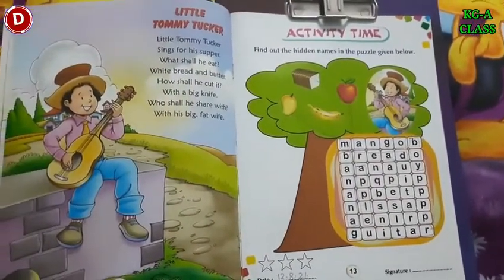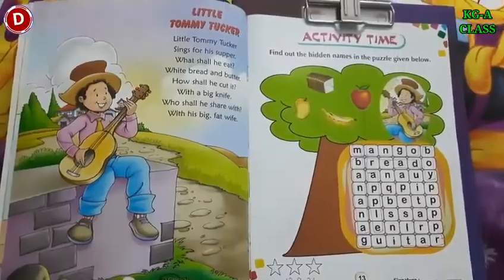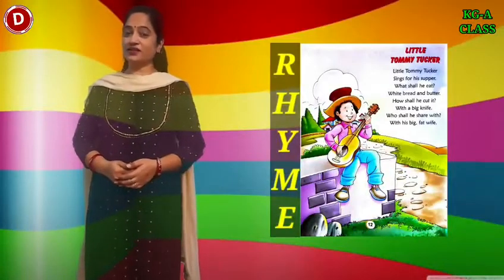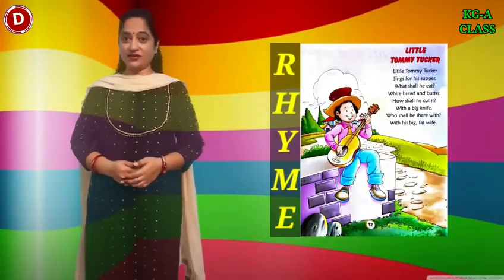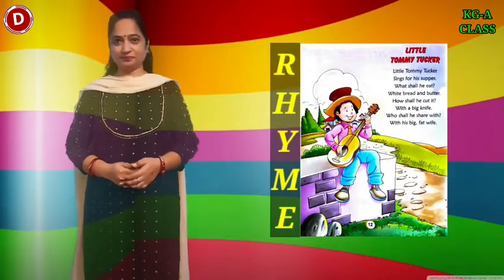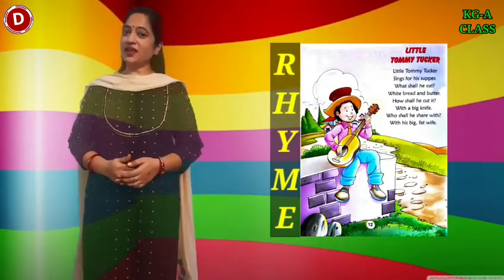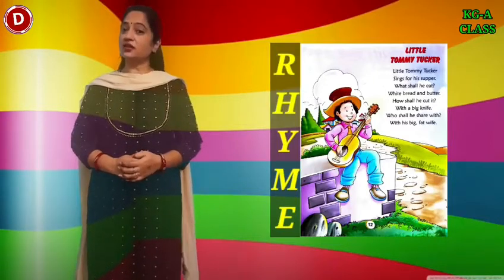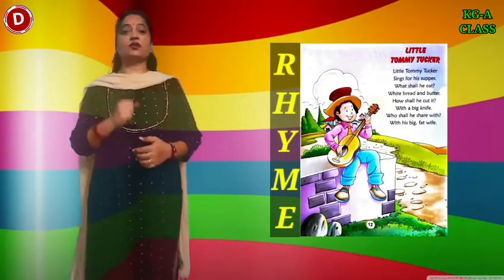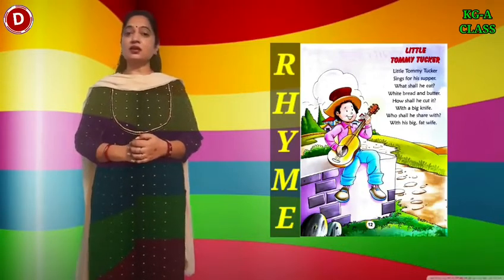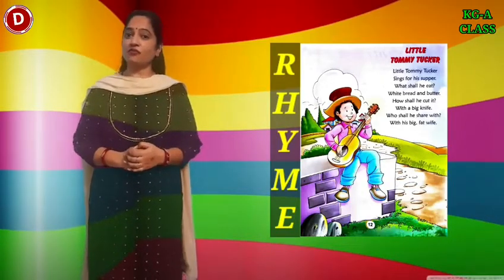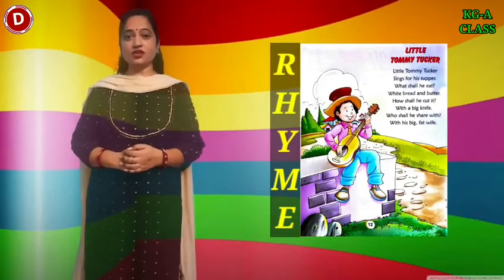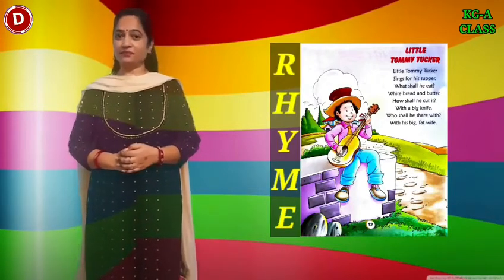So children, finish it up, take its picture and send it to me. Children, now let's practice our new rhyme, and its name is Little Tommy Tucker. So, let's recite it along with actions. As you know, Tommy Tucker is a little boy who sings for his supper, means he does singing for his living. Okay children, so let's start this rhyme.